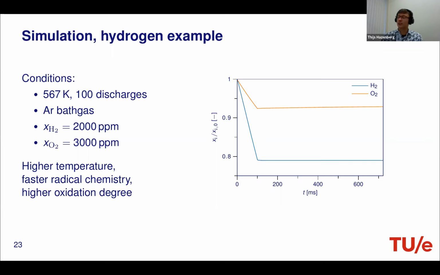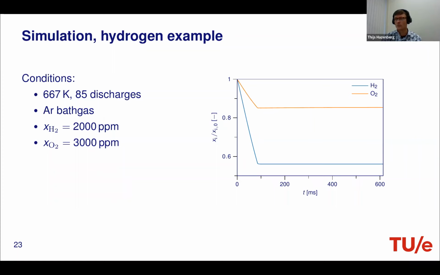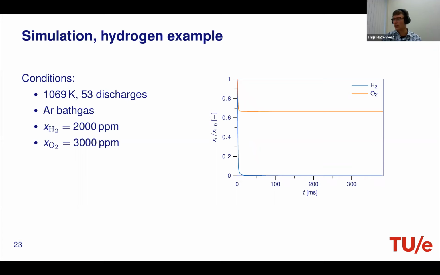Why is that? Because we have these radicals that are produced in our plasma, and after these radicals are formed, we need conventional combustion chemistry to take over. And at a higher temperature, this conventional combustion chemistry is just a little bit faster. If we go even higher settings, we start dissociating even more, or we start consuming even more hydrogen. And if we go to one of the higher settings, then we completely oxidize our fuel.